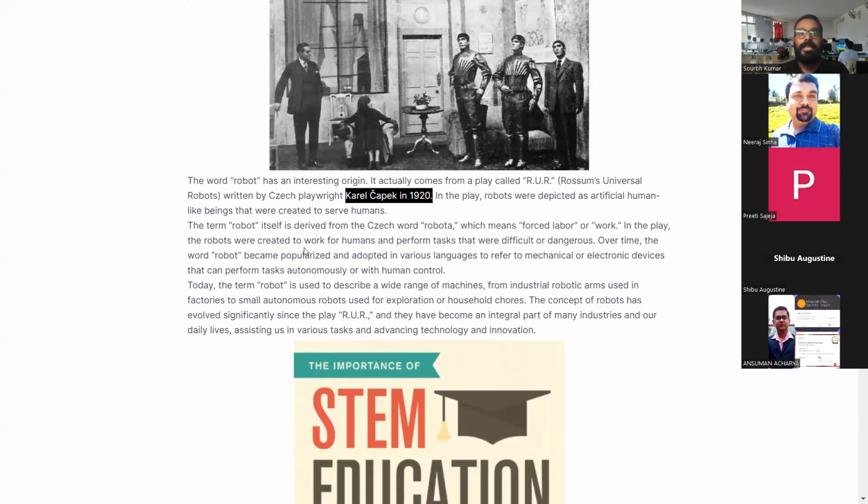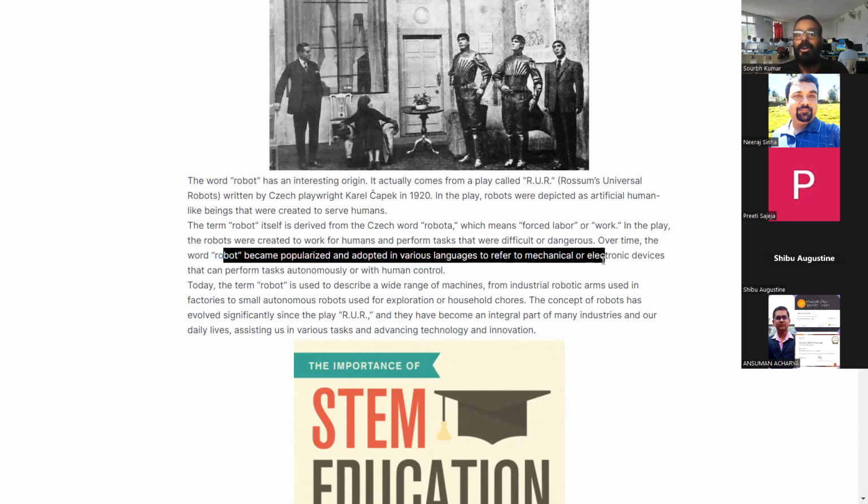The word robot itself is derived from the Czech word robota, which means forced labor or work. In the play, the robots were created to work for humans and perform tasks that were difficult or dangerous. Over time, the word robot became popularized and adopted in various languages to refer to mechanical or electronic devices that can perform autonomously or with human control.